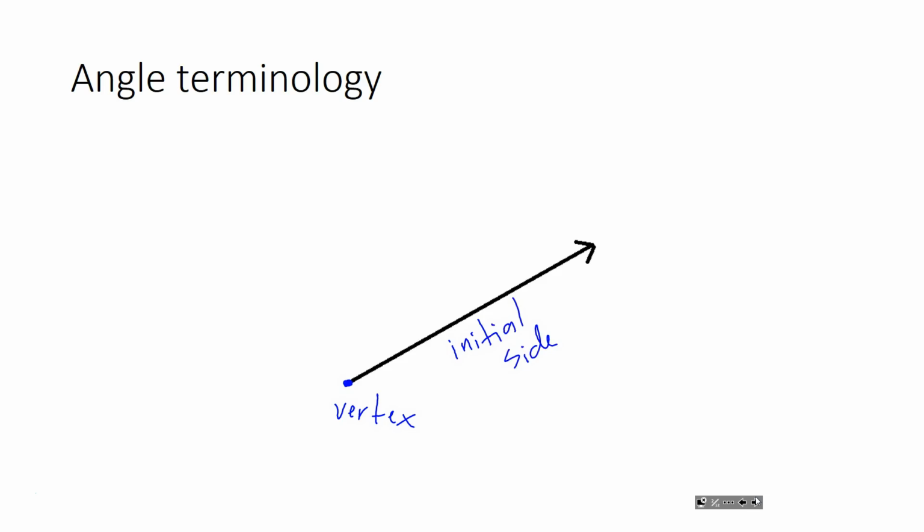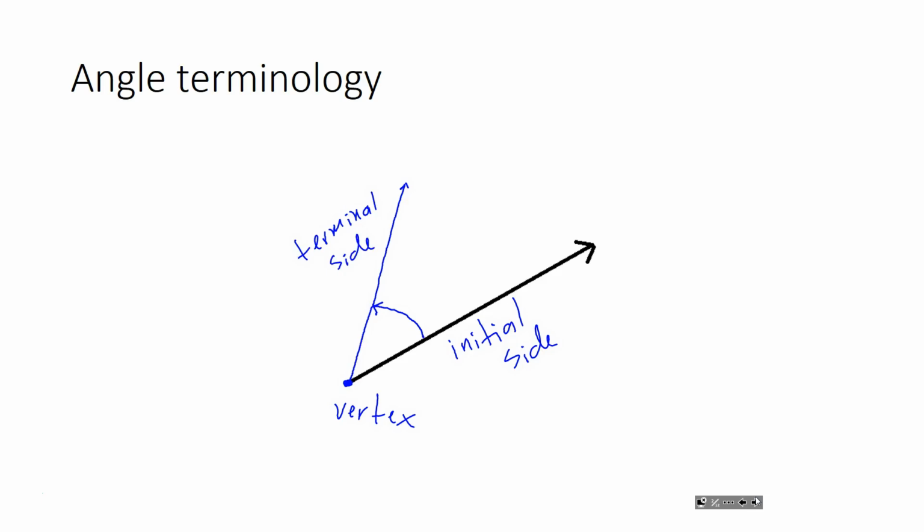Let's say we're starting at the initial side and we're sweeping out a certain amount, as indicated by this line I'm drawing. Let's say I stop right at that point. Well, our terminal side then would be the straight line which would extend through that end of our sweeping motion. Again, that is called the terminal side of the angle.